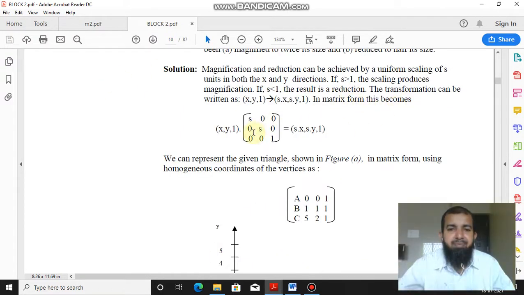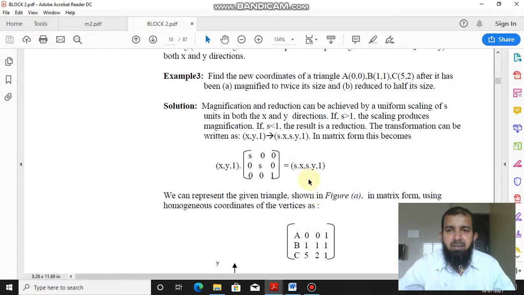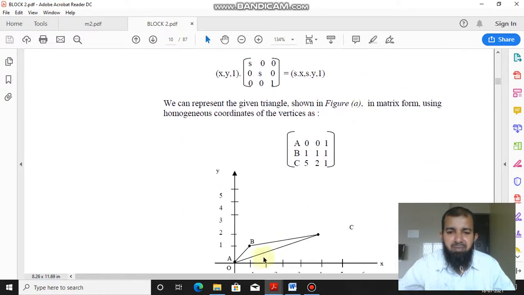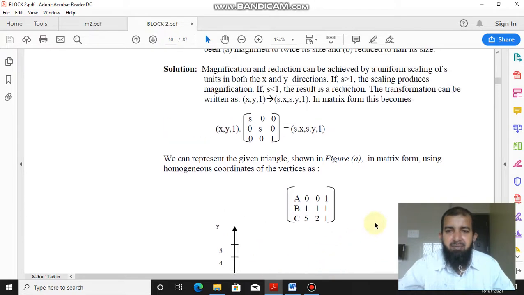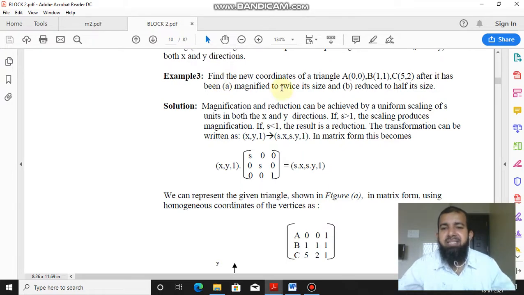Triangle ABC is given. A is (0, 0), B is (1, 1), and C has X value 5 and Y value 2, so (5, 2). You have to magnify it to twice its size and reduce it to half its size. First question, first we will magnify.